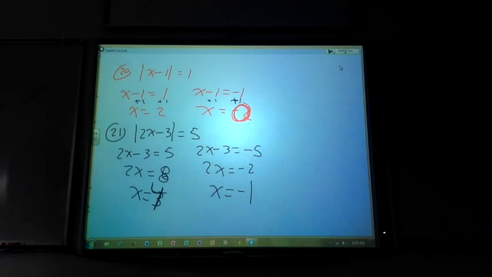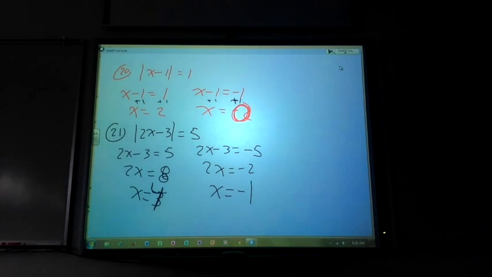2 times 4 is 8. 8 minus 3 is 5. What's the absolute value of 5? 5. Is 5 equal to 5? Yes. Okay, plug negative 1 in. Oh, wait, did I screw up on this one too? Is it just 1? You got that right. You're good on that one. 2 times negative 1 is negative 2. Negative 2 minus 3 is negative 5. What's the absolute value of negative 5? Good. 5 equals 5. Love it.